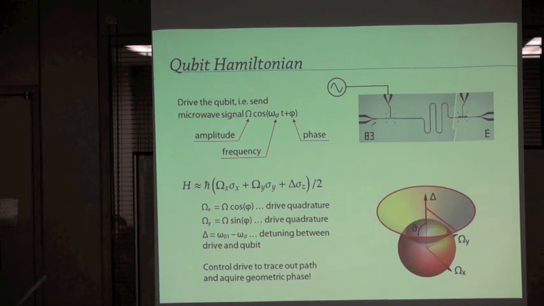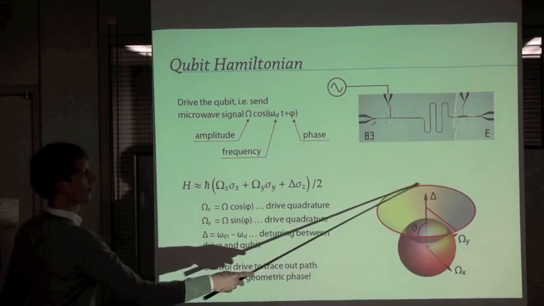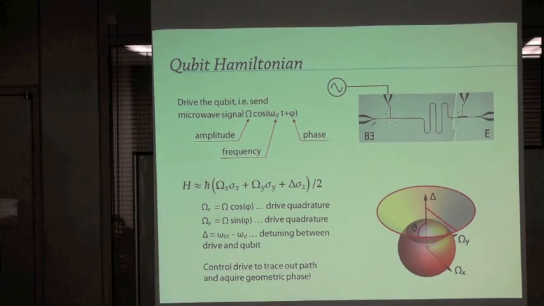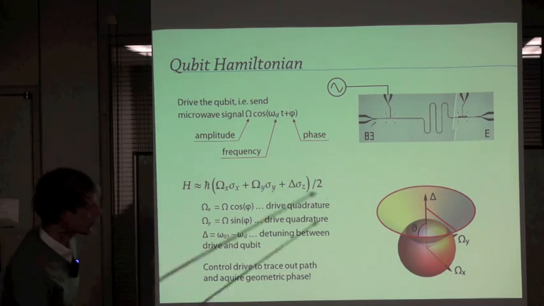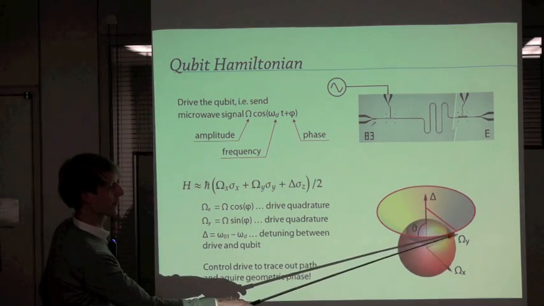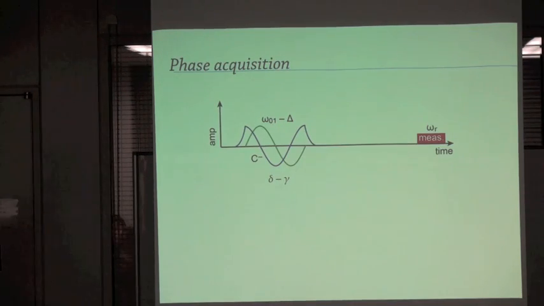So finally, to have our qubit acquire some geometric phase, what we want to do is simply engineer this path with our microwave drive. And then we're done. Now, I'm going to show you this path, but not in space, but rather as a function of time. So that's the two drives.